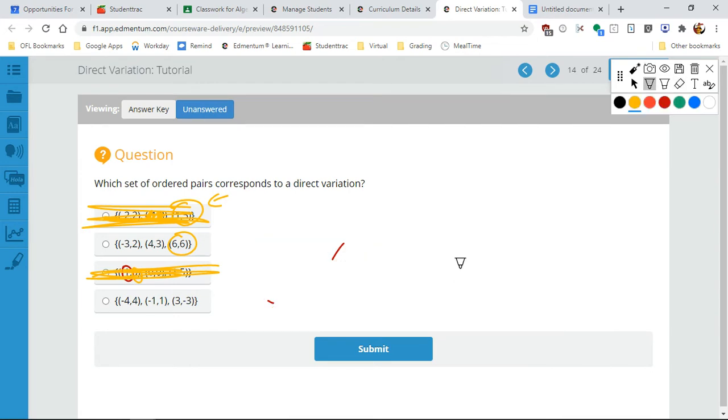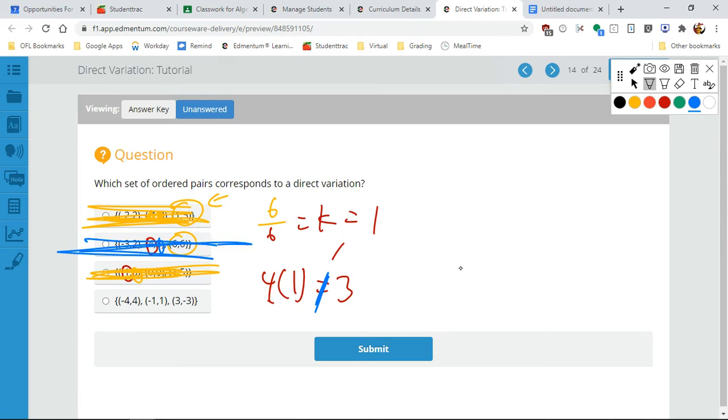If I'm looking at this point, I'm saying that y is 6 and my x is 6, so my k should be 1. Well, 4 times k does not equal 3. What I'm doing is I'm doing this, and I'm trying to see if it equals that. It doesn't equal that. So this isn't direct variation either.